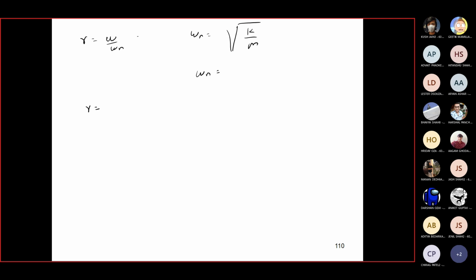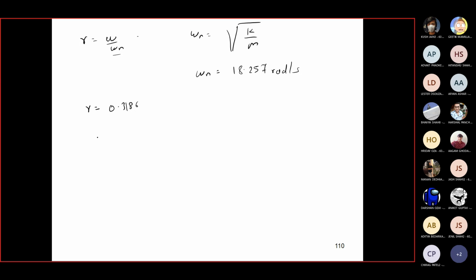This is the frequency ratio. Are you calculating? Sir, omega n is 18.257 radians per second, and r is omega by omega n, 0.3186. That is the frequency ratio.